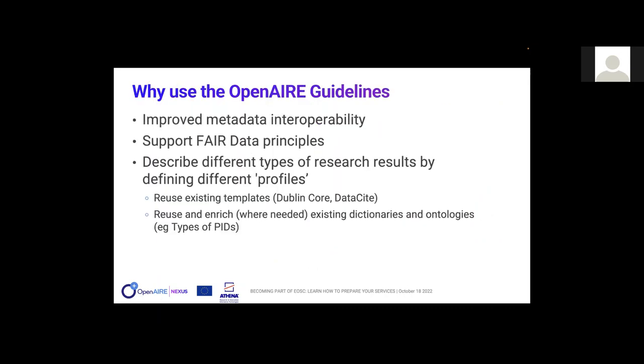So why use the OpenAIRE guidelines? First of all, it's a way to have interoperability between the metadata of different providers. We try to support FAIR principles, and we have different guidelines depending on the different kinds of research results, publications, research data, etc. We try to reuse existing templates, so it's Dublin Core for publications, DataCite for data, and software, I think, and the other research products. They also follow the DataCite template, and we also try to reuse and enrich existing dictionaries and ontologies. For example, for the types of PIDs we follow an established ontology. We don't devise our own.